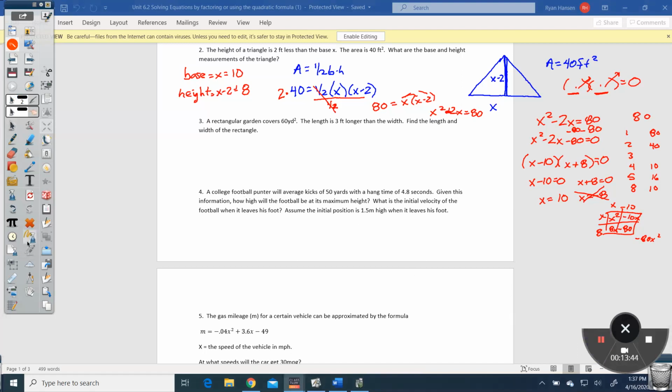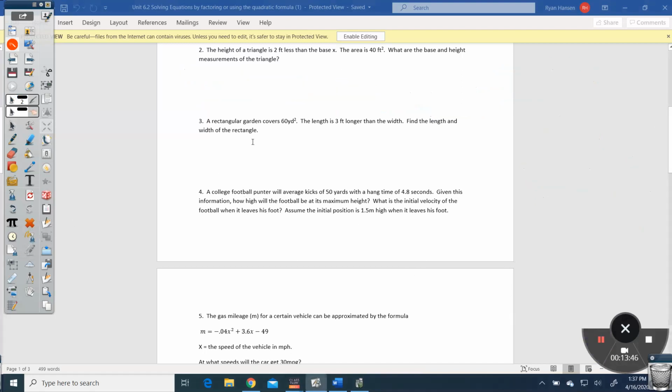All right, so now moving on to question number 3. It says a rectangular garden. So again, draw a picture. It'll really help you out. So a rectangular garden, that's close to rectangular. It says it covers 60 yards squared. So what that means is that the area is 60 yards squared.